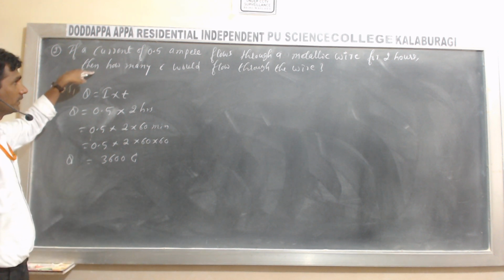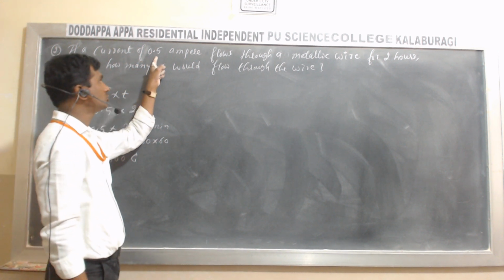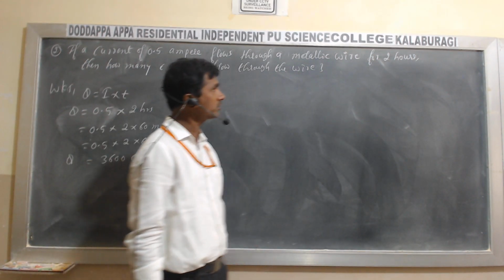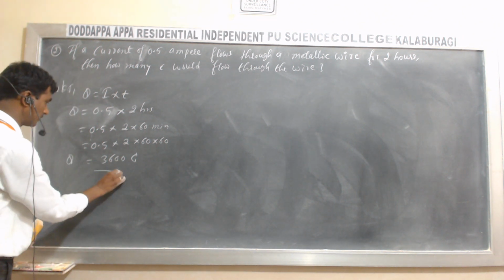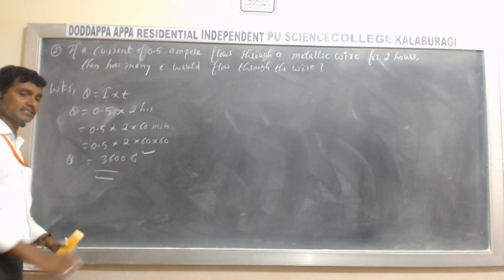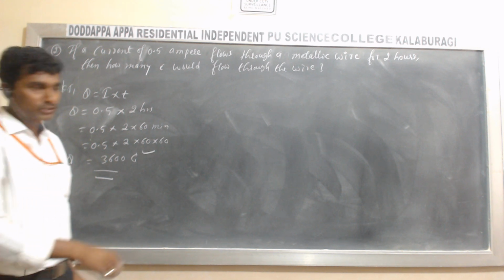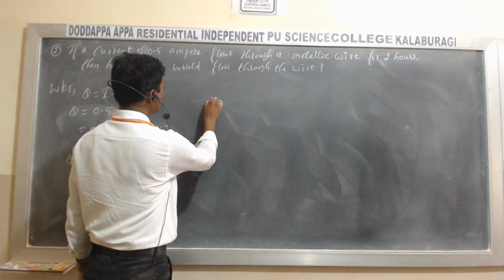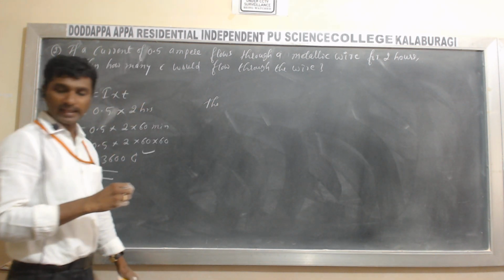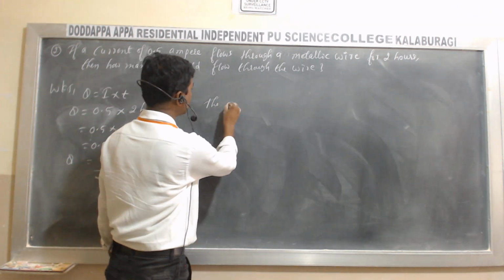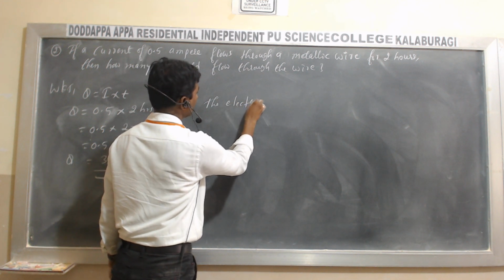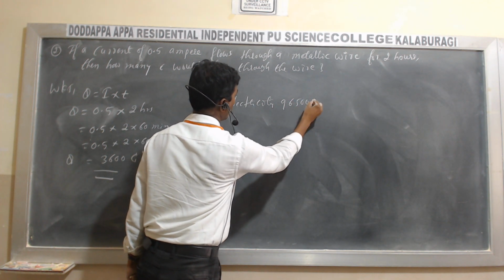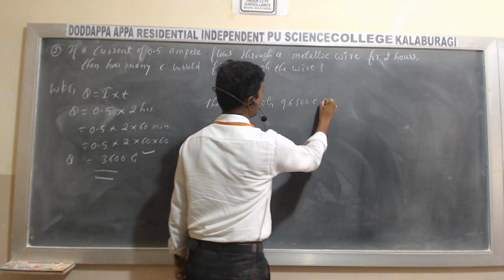In a metallic wire, a current of 0.5 ampere flows continuously for 2 hours. How much charge is produced? It produces 3600 coulomb. So the next step is the electricity: 96,500 coulomb is equivalent to what?